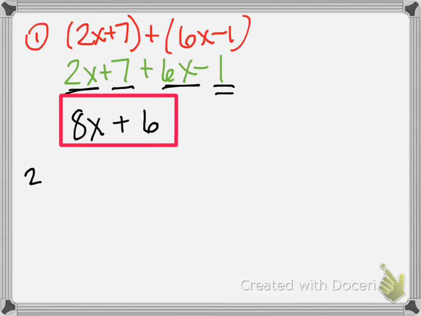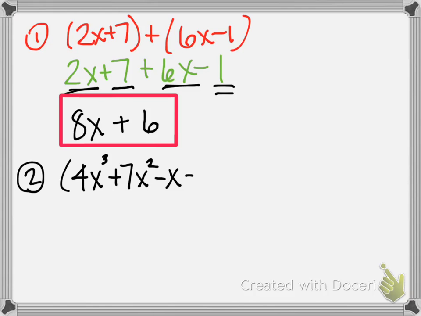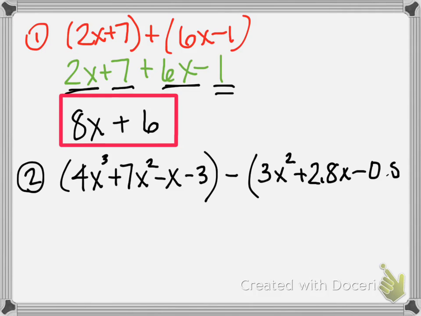Number 2, we have something a bit longer, and this is subtraction. So 4x to the third plus 7x squared minus x minus 3 minus 3x squared plus 2.8x minus 0.5. So with this subtraction comes something a little bit different. We can't just drop the parentheses like we did in number 1. Instead, I have to take this negative and make sure that it gets distributed, or it changes the sign of everything in the second set of parentheses.